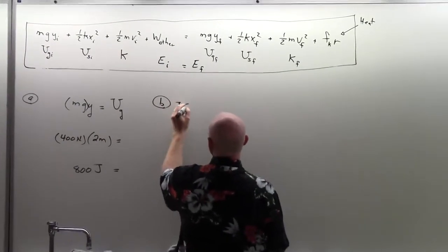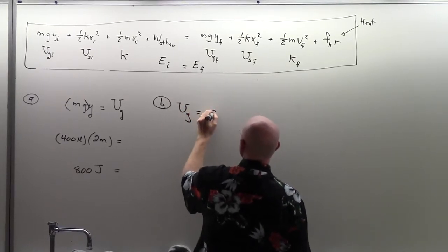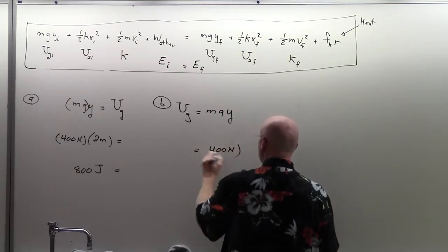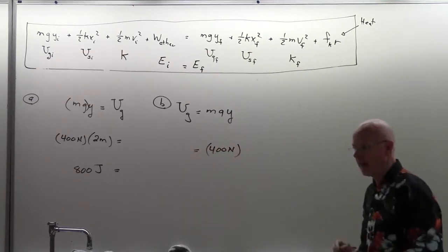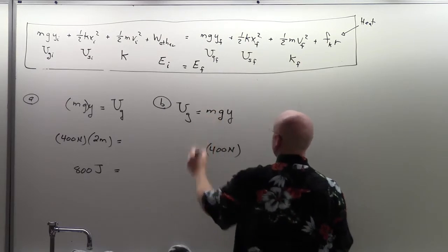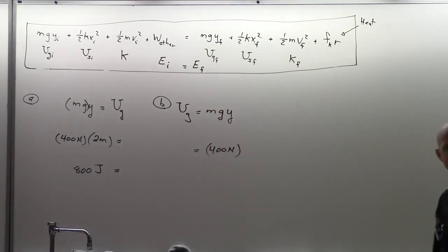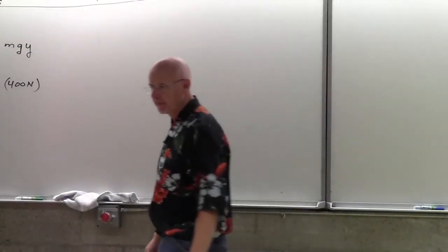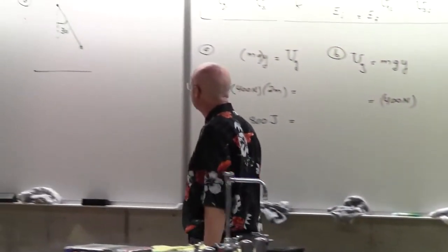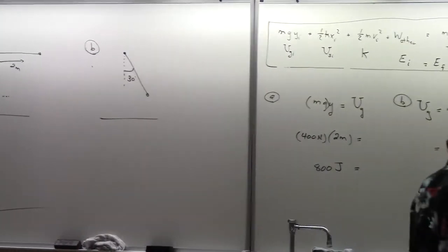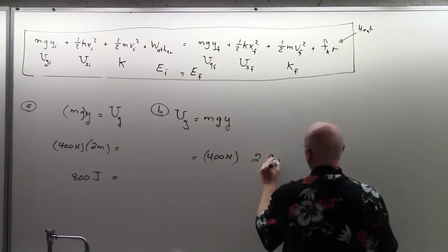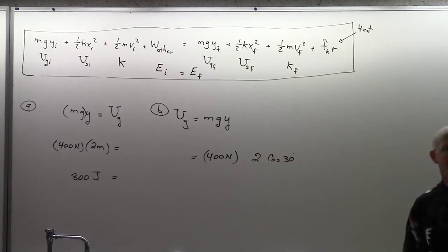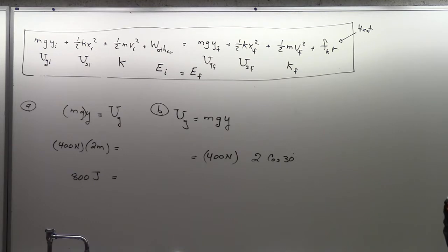Calculating again the gravitational potential energy, it is mgy. Now, the mg is the easy part, 400. They gave that. Okay, I get that. How high is the child? Okay, I heard 2 cosine 30. Yeah, it's not just 2 cosine 30.